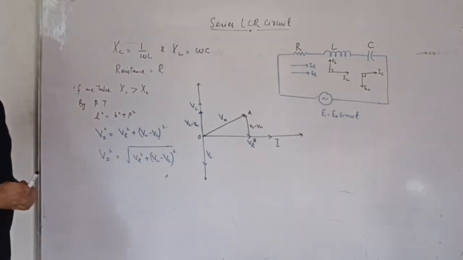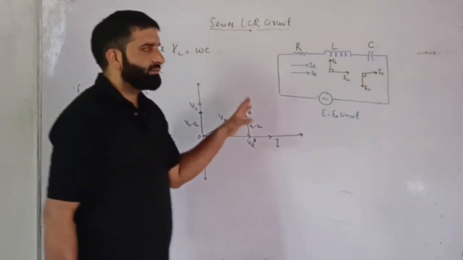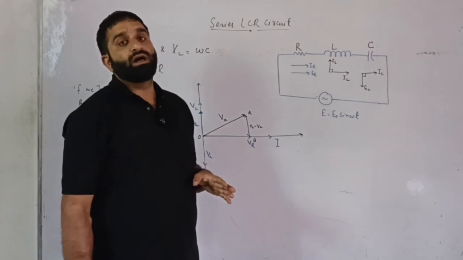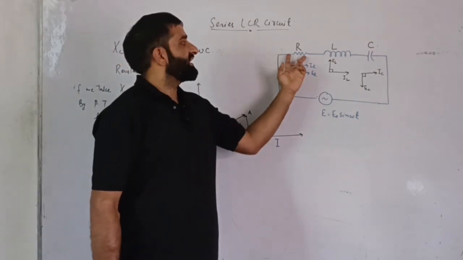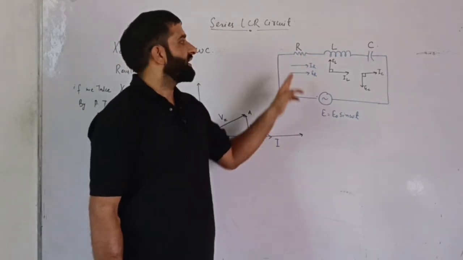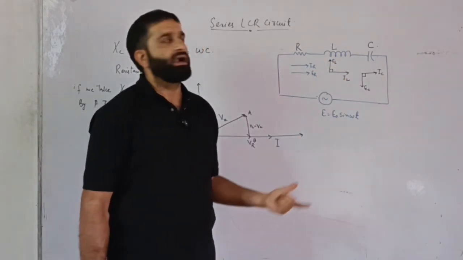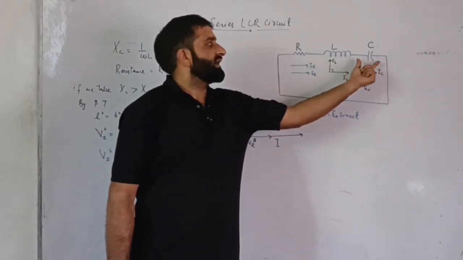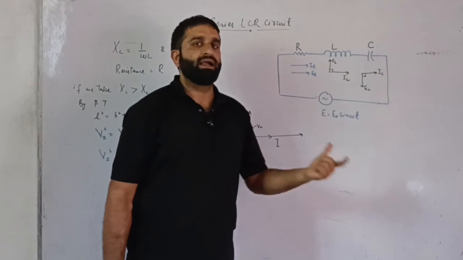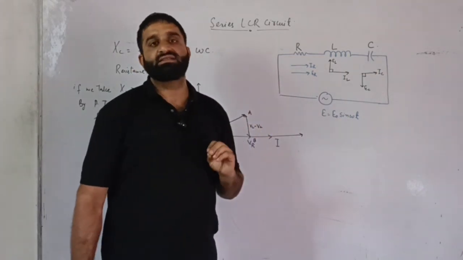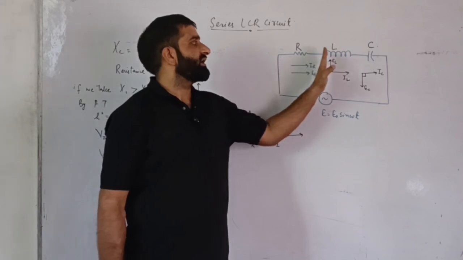Now, as it is a series circuit, the same current flows through R, L as well as C, so the current is the same. We know from Ohm's law that the voltage across R is the product of the current through R and the resistance R. Similarly, across L it is the product of current and the inductive reactance, and across C it is the product of the current and the capacitive reactance. In the series LCR circuit, the same current flows in R, L and C.